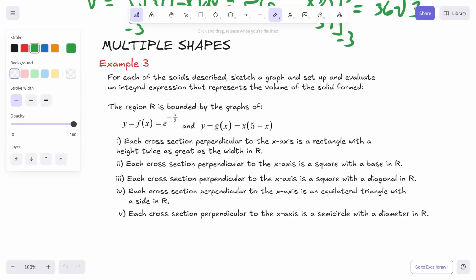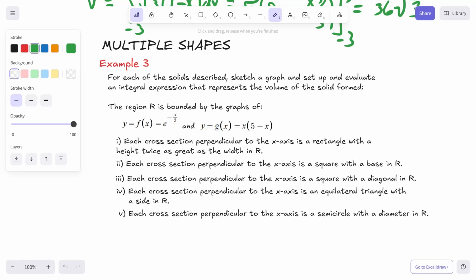All right, guys, Mr. Antonucci here, and we're back at looking at how to find the volume of a solid with known cross sections. So here, I'm going to show you one where we have a region R bounded by the graphs of f and g, and I'm going to show you how to do a mix of doing this in Desmos as well as things on paper.